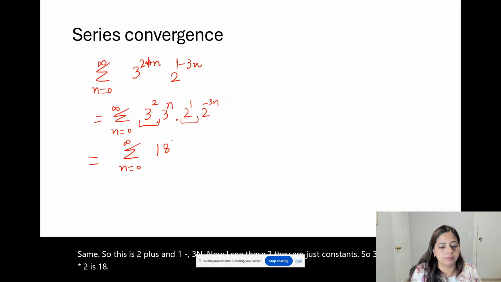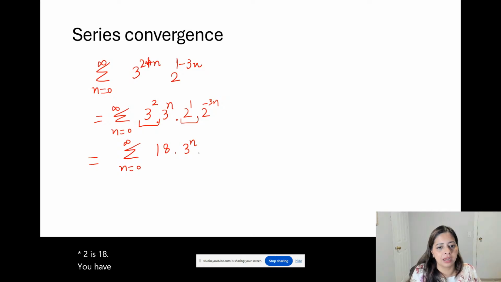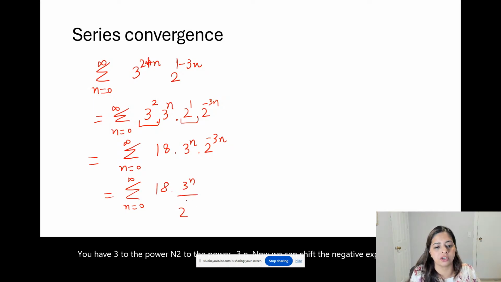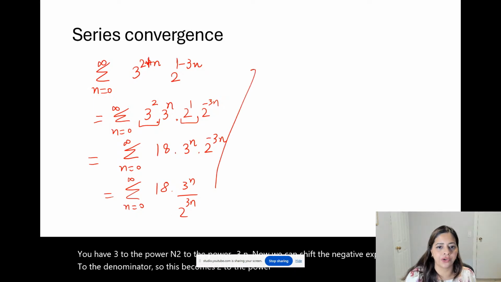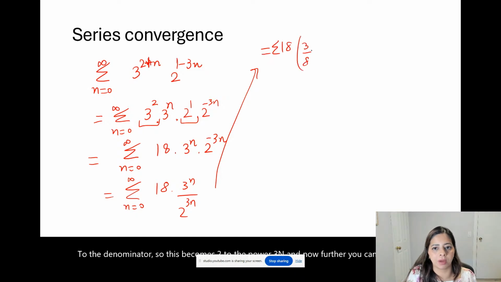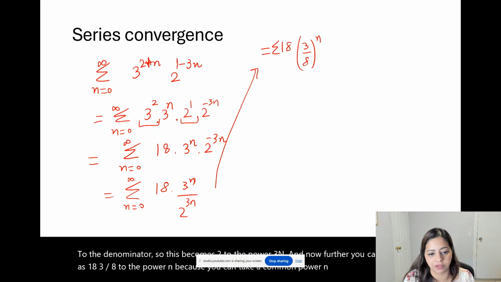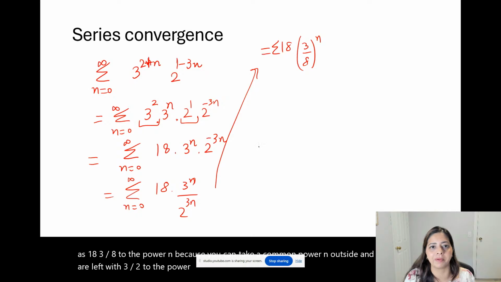And you have 3 to the power n, 2 to the power negative 3n. Now we can shift the negative exponent to the denominator. So this becomes 2 to the power 3n. And now further, you can rewrite it as 18 times (3 over 8) to the power n, because you can take a common power n outside and inside you're left with 3 over 2 to the power 3, and 2 to the power 3 is 8. n is 0 to infinity.